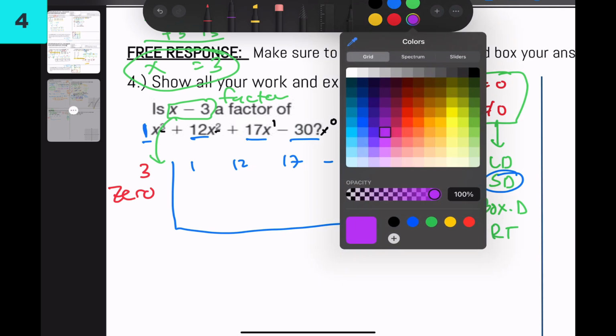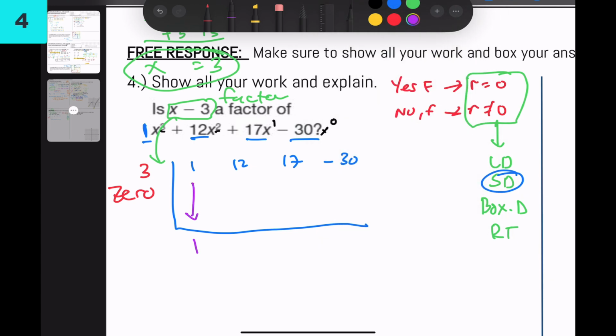The first thing you're going to do is just bring it down. And diagonally, you always multiply. 3 times 1 is 3. Then you add down. You'll get 15. We'll multiply diagonally. So 3 times 15 is 45. And 45 plus 17 is 62. 3 times 62 is 186. And then if I add those together, I will get 156.